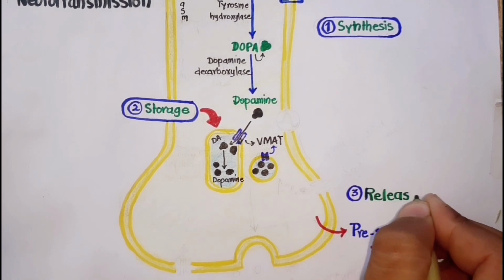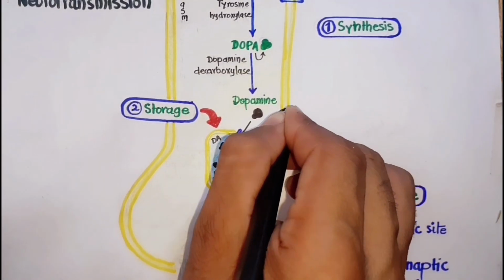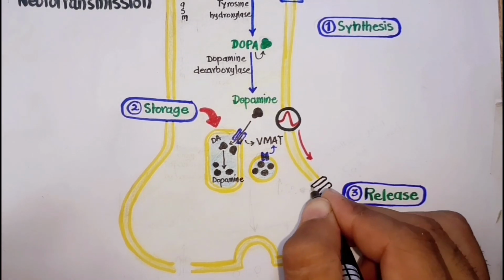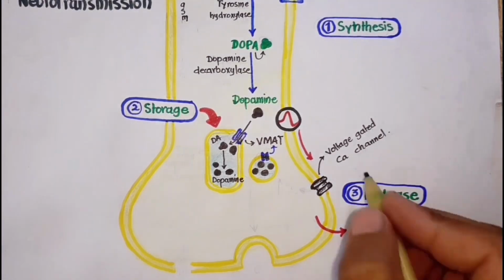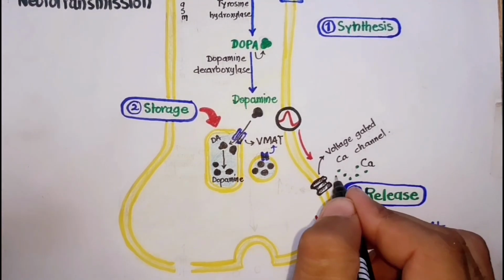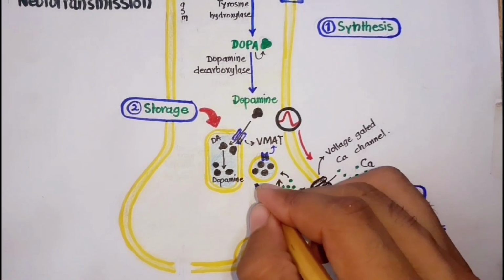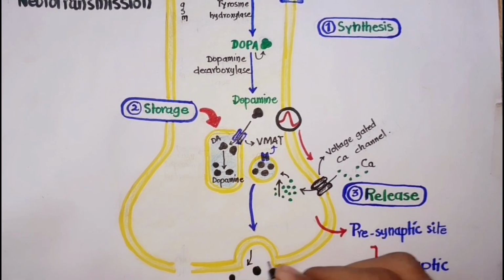The next step is the release of norepinephrine. The arrival of an action potential at the presynaptic nerve terminal causes the opening of voltage-gated calcium channels. High calcium levels in the axoplasm interact with the vesicular membrane protein, which causes the fusion of the vesicle membrane with the presynaptic membrane, and finally the exocytotic expulsion of norepinephrine occurs into the synaptic cleft.